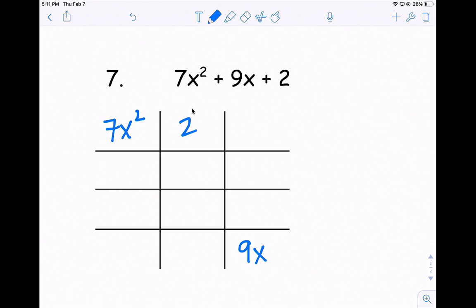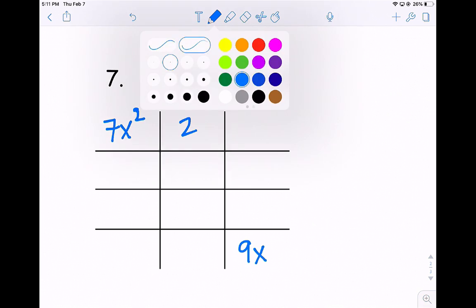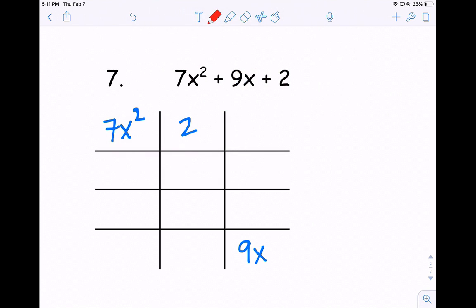So now we're looking for factors not only of x squared, but of 7. So we want to know what are the factors that we can multiply here and here in these two boxes that would give us 7x squared. Well, 7 is prime, so that's nice because we only have one option. The only possible option is 7x and 1x.